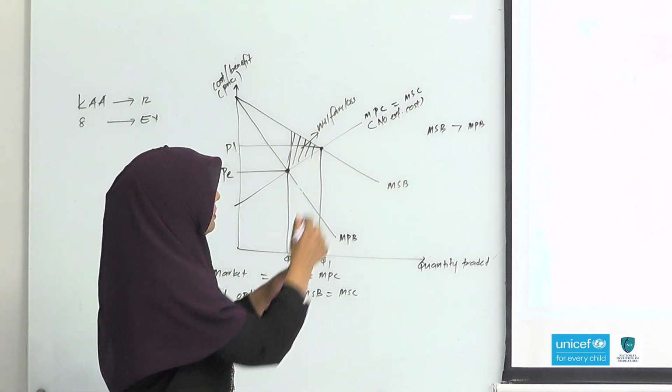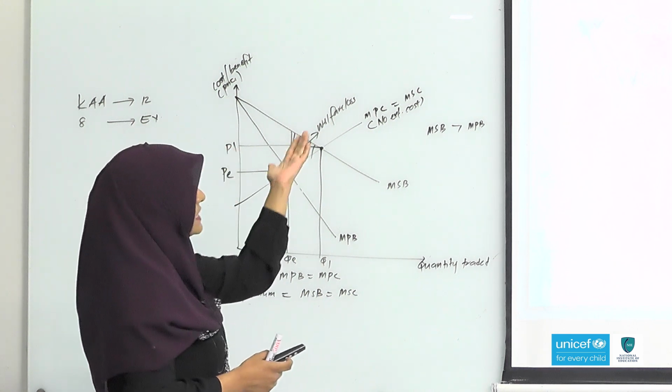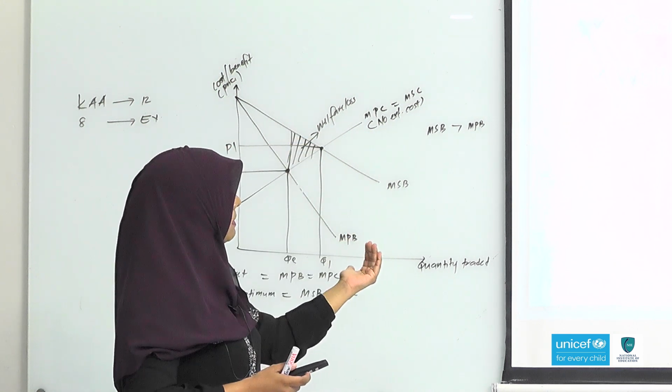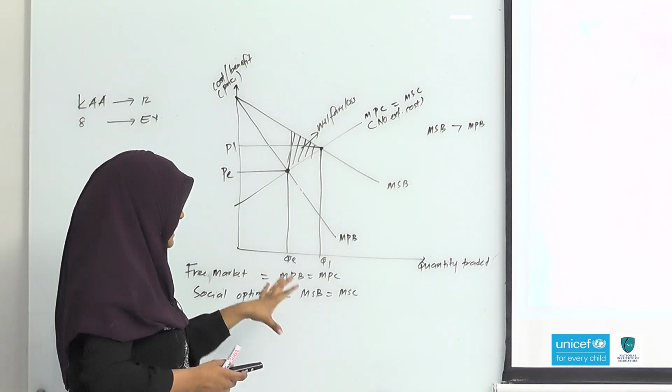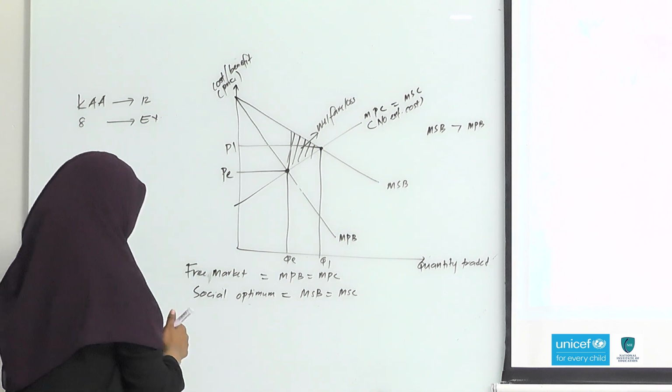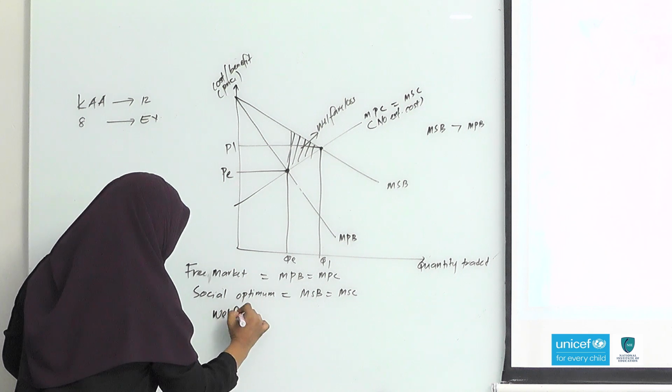Okay. So as part of your diagram, you are going to explain what is free market equilibrium, what is the social optimum point, and what is the welfare loss or gain triangle. It is compulsory for you to explain these three areas. So free market, social optimum, then welfare loss.